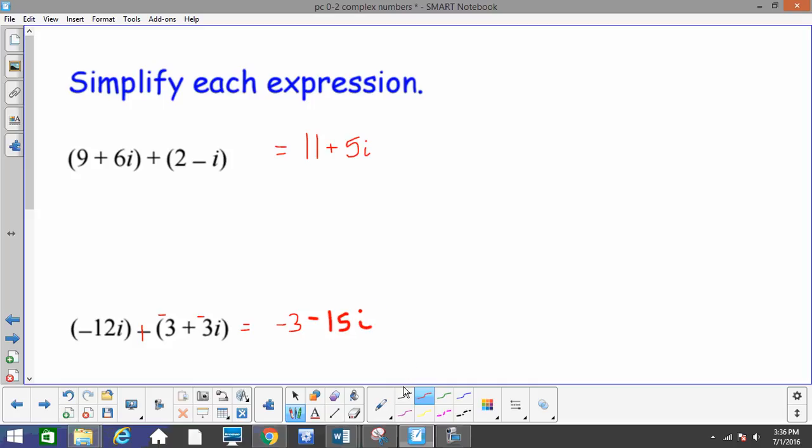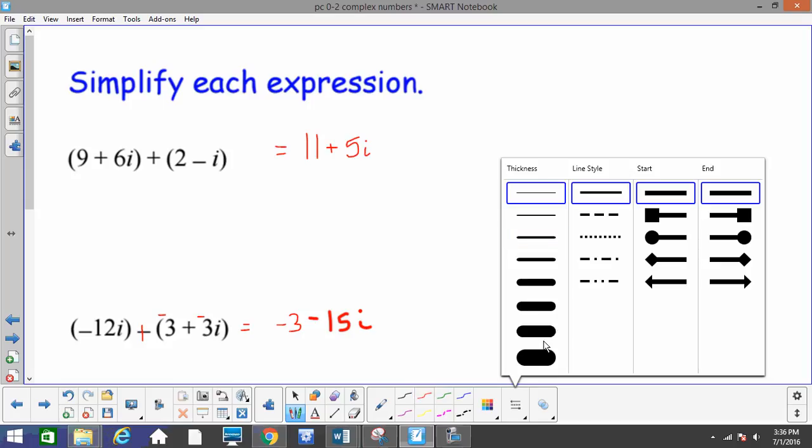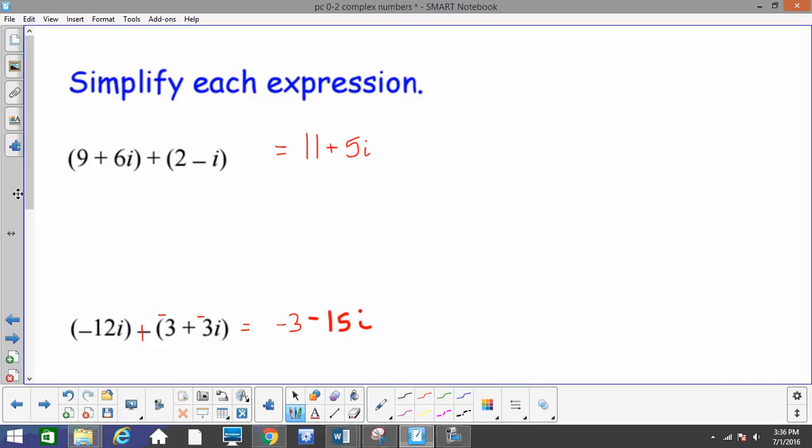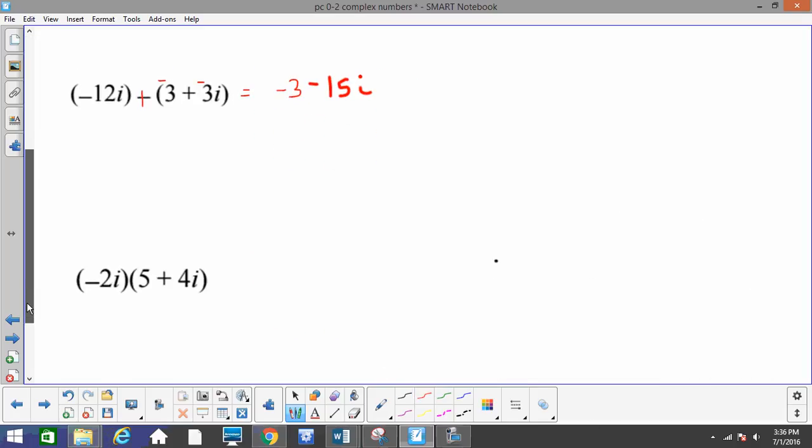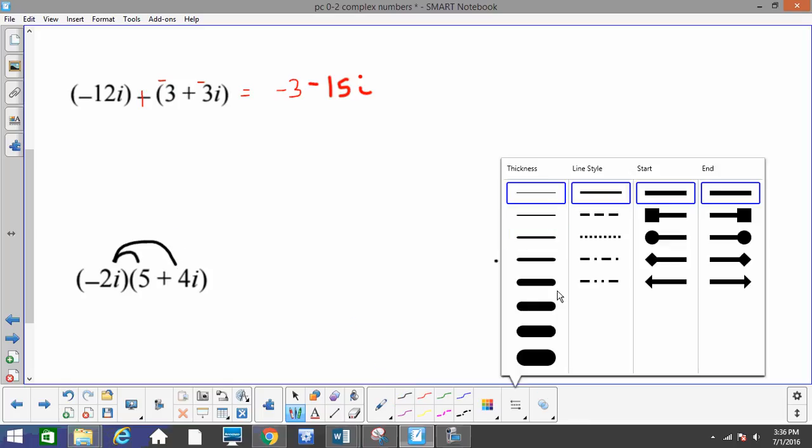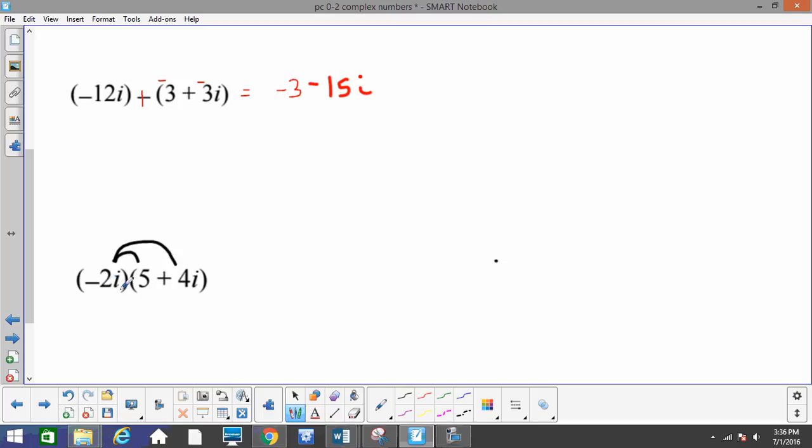Well, one thing that I forgot to mention too is when you're writing complex numbers, you always want the real part to come first and then the imaginary after that. All right, on this one, we have multiplication. You're just going to take and distribute, just like you normally would with the distributive property. -2I times 5 is going to give you -10I.